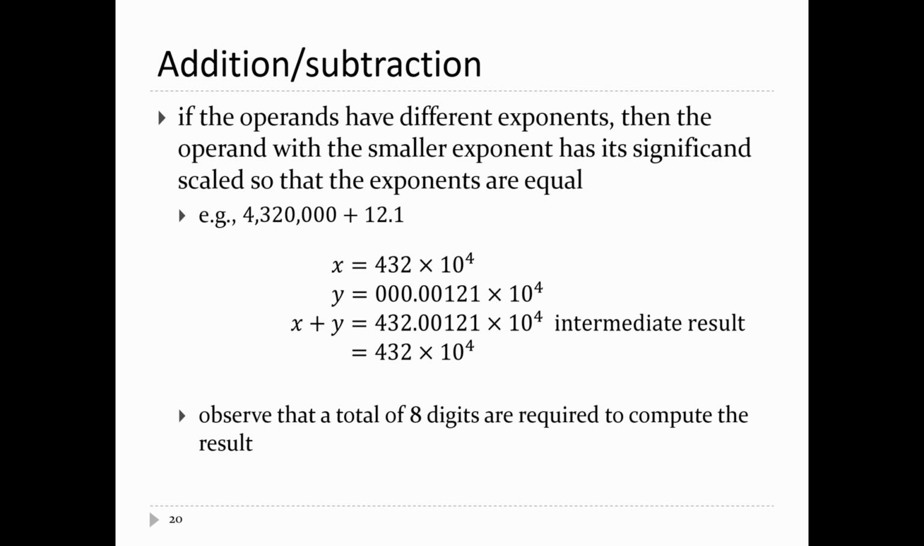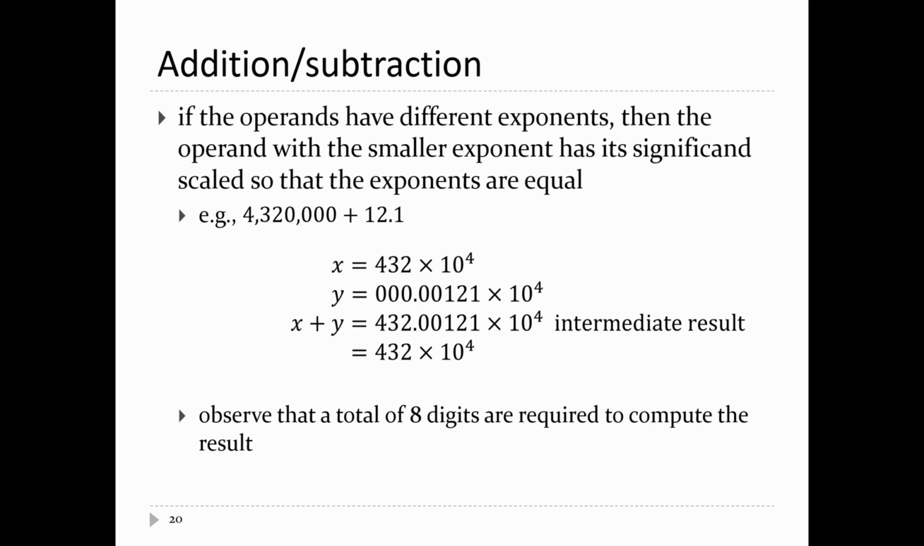You're going to look at the number with the largest exponent, and that's the exponent you're going to use when you write down your other number. Right? So if the two values have different exponents, then for the one with the smaller exponent, you have to scale it so that the exponents become the same. Right? So 4,320,000 is 432 times 10 to the 4, right?